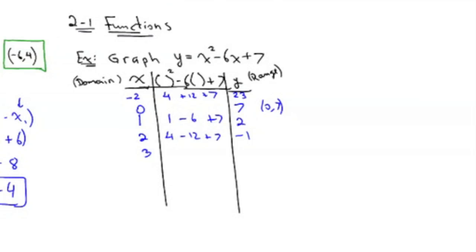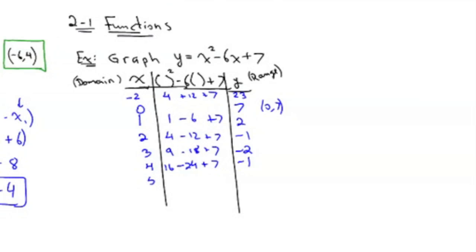3. 3 squared, 9. Negative 6 times 3, negative 18. Plus 7. Negative 2, right? Yeah. That would be negative 9 plus 7. 4. 4 squared, 16. Negative 6 times 4, negative 24. Plus 7. That's negative 8 plus 7 is negative 1.